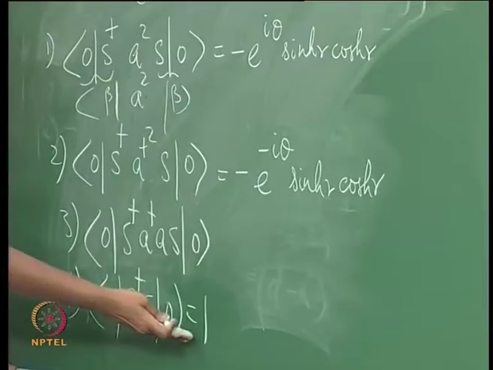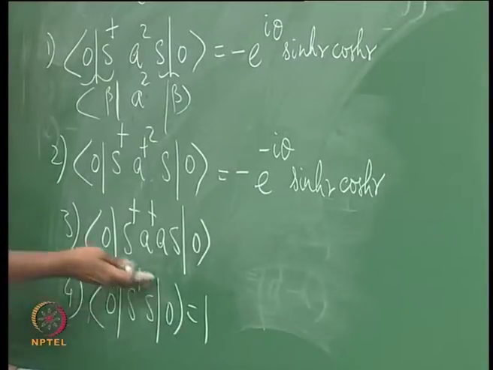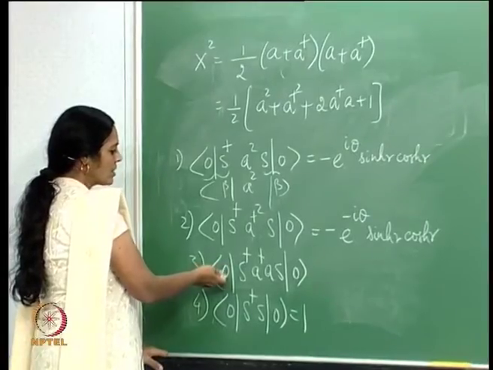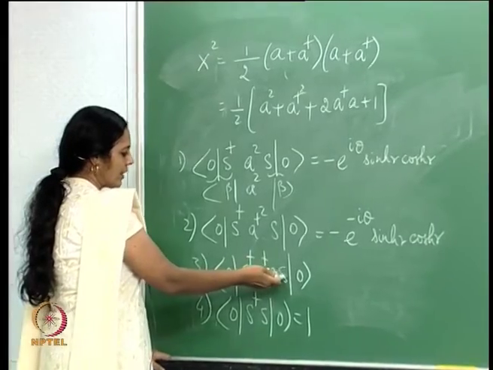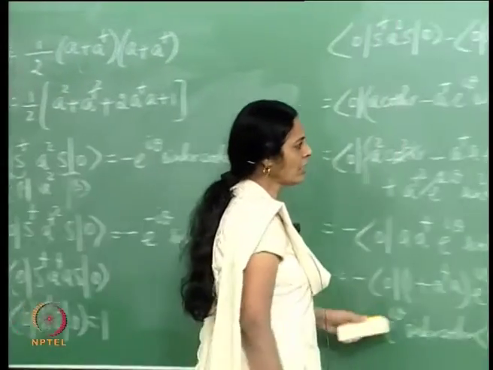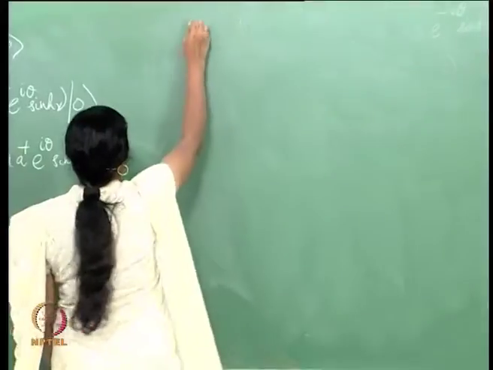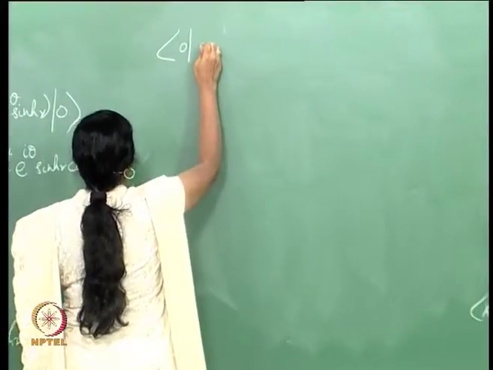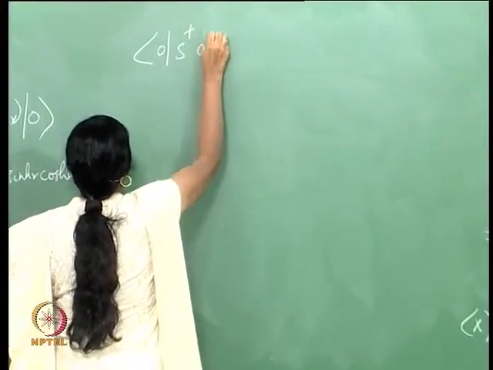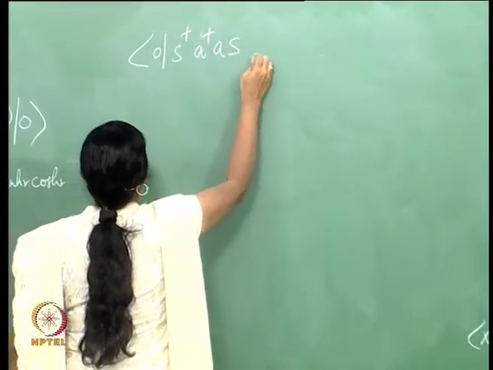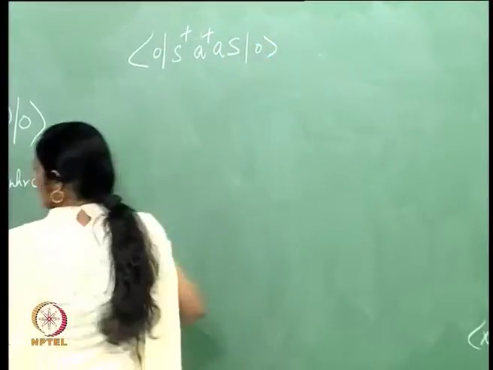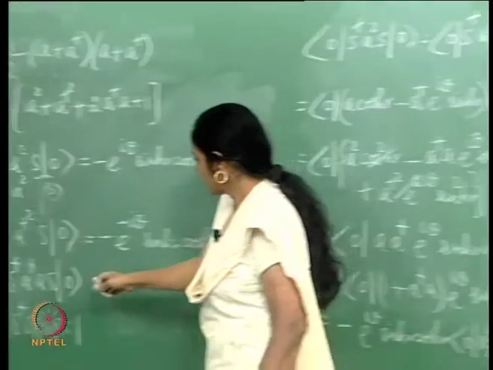The fourth is already clear, it is 1. All I need to do is find out ⟨0|S†AS|0⟩, and I will proceed to do that now. So, here we go. We need to find ⟨0|S†AS|0⟩, that is item 3 here.